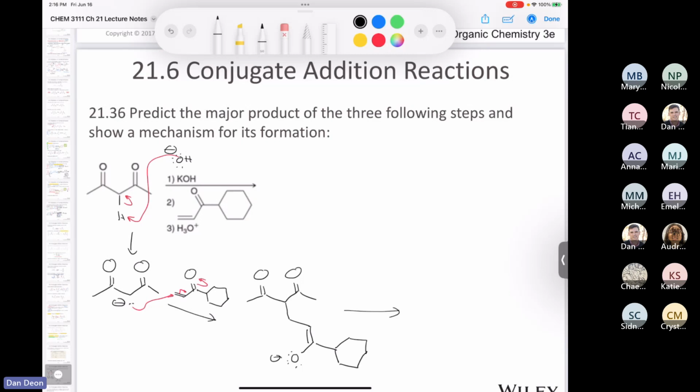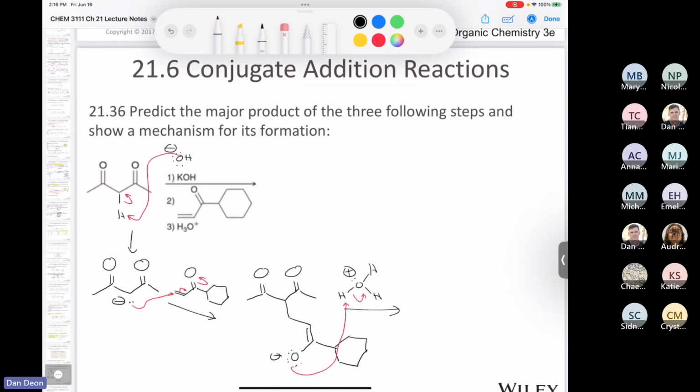Good. Okay, so in the next step, we're going to protonate that with hydronium. That's a lot better. All right, so we do our proton transfer, which looks like this. We're going to draw our enol. Enol is going to look like this. So we have 1, 2. There we go. So there's the enol.